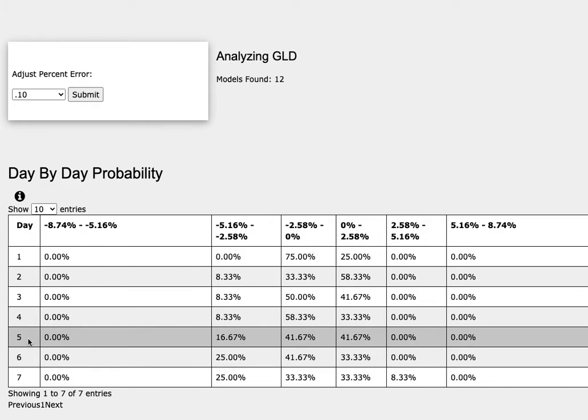As we progress to the 5th day or week of trading, gold futures has a 42% chance to climb between 0 to 2.6%, and a 42% chance to fall between 0 to negative 2.6%, and a 17% chance to fall between negative 2.6 to negative 5.2%.